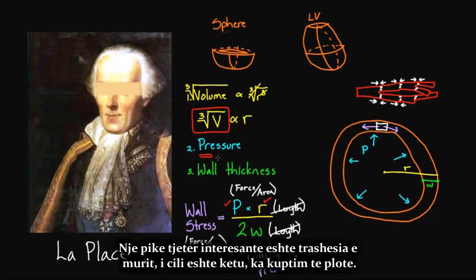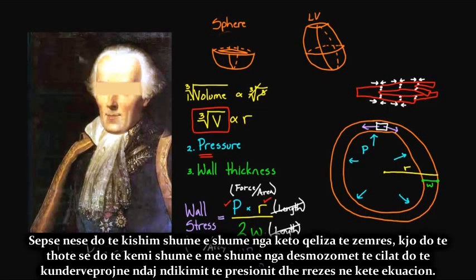Another interesting point is that wall thickness, which is right here, makes perfect sense, because if you have more and more of these heart cells, that means you have more and more desmosomes that are going to counteract the effects of pressure and radius in this equation.